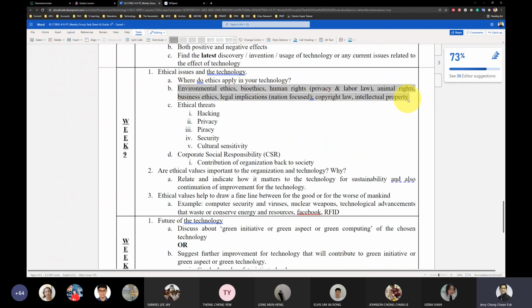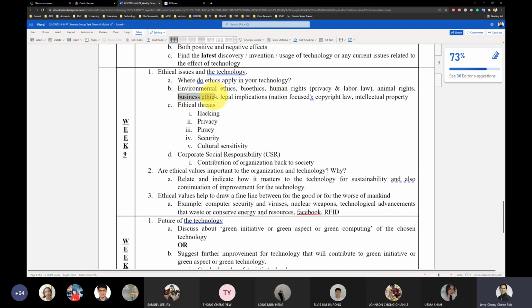Are there environmental ethics? Are there bioethics? Do they look at human rights as well? Do they even look at animal rights? Before this, I had some students who identified a technological company that goes into cosmetics. One thing that is very well known for cosmetics-related companies, or even makeup, is that they do a lot of testing on animals, right? So this is definitely an ethical issue in relation to those organizations.